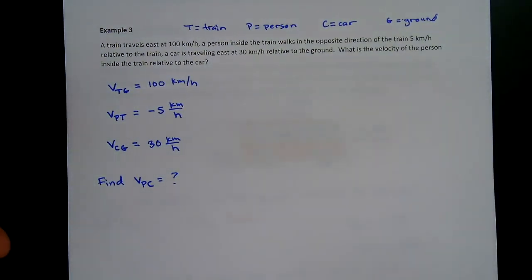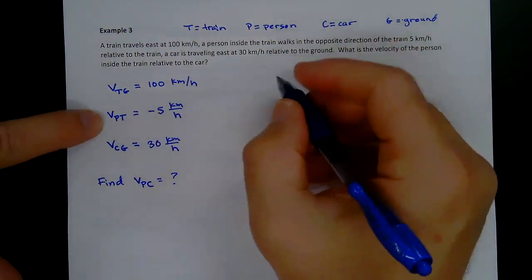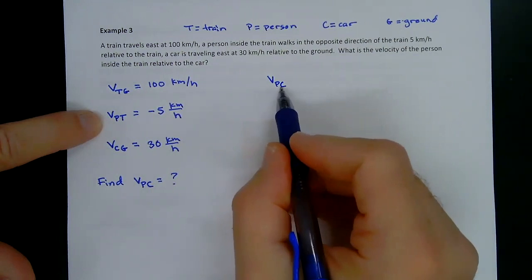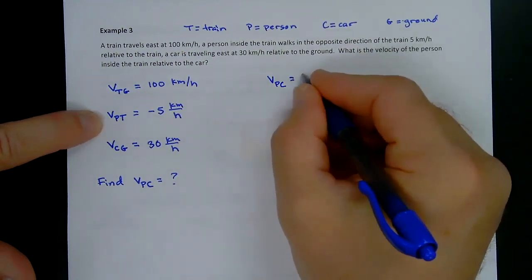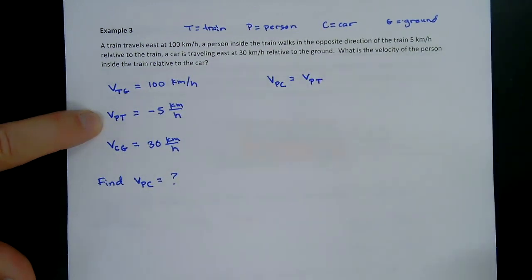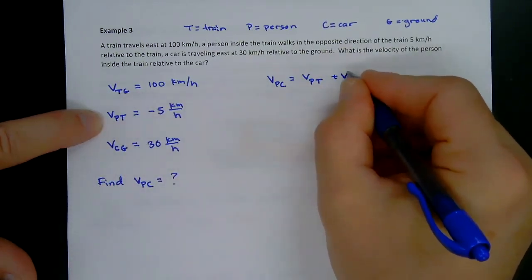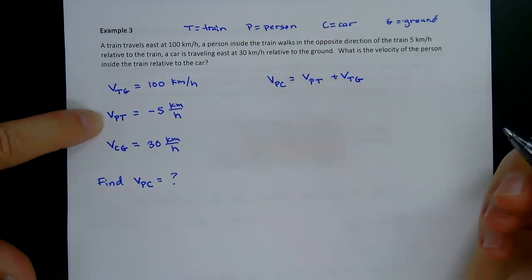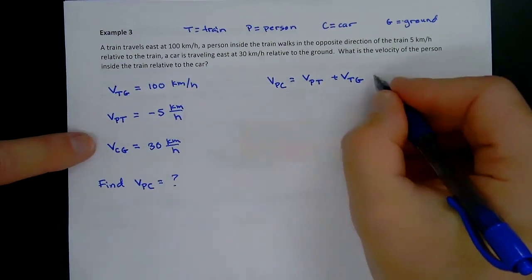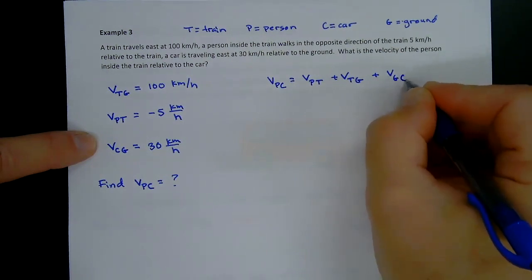All right, so here we go. Okay, so we need to start with something with P, right? And so we have this one. So V sub PC, the velocity of the person relative to the car, would equal the velocity of the person relative to the train. And then we can relate that to the ground. So plus the velocity of the train relative to the ground. And then we need to end it with C, right? So that would be plus the velocity of the ground relative to the car.